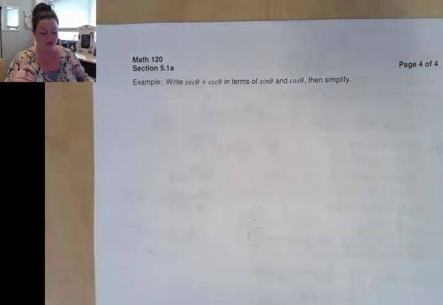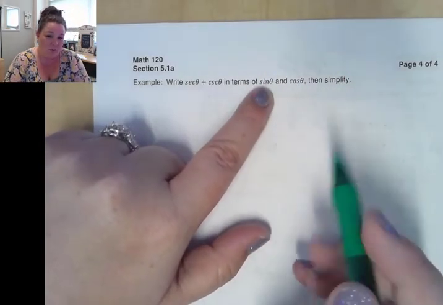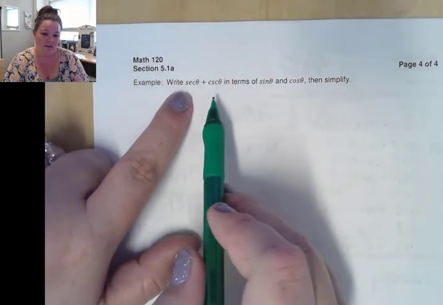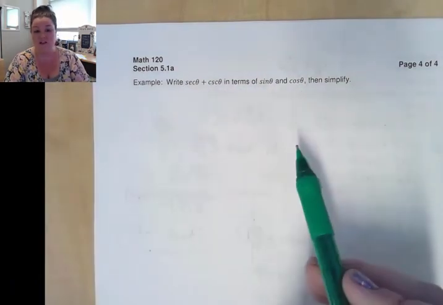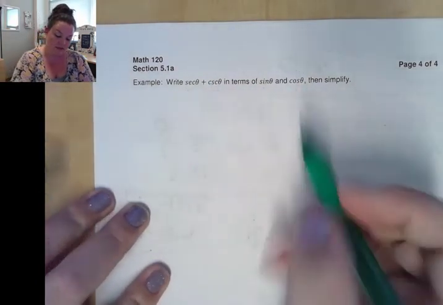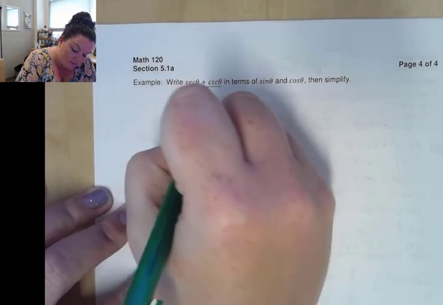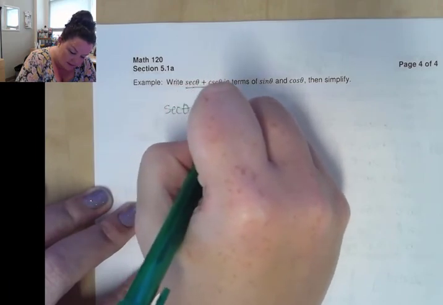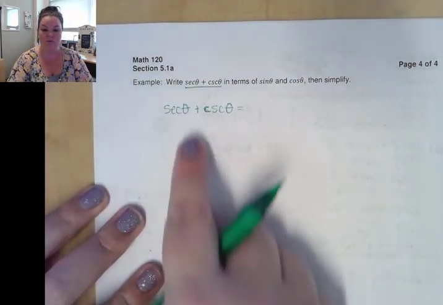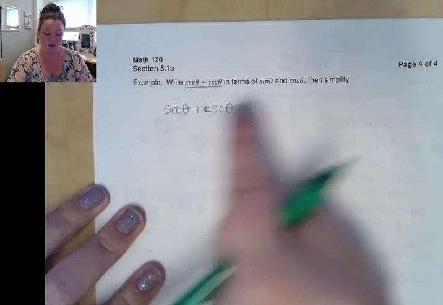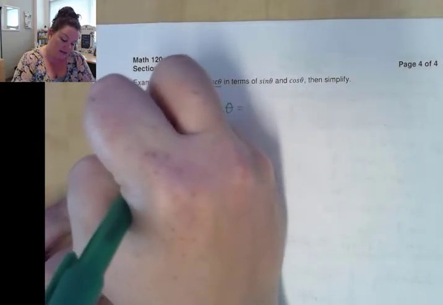So I might want to use that squared one, or I can use the idea that these two are actually the reciprocals of what we're hoping to use. We want to write this. Whatever it says we want to write, that's what we're starting with: secant theta plus cosecant theta. And we want to write that in terms of sine and cosine, meaning we want to take this and write it so that it only has sine theta and cosine theta in it. So I'm going to use the reciprocal identities.